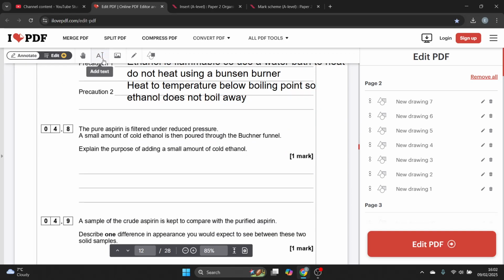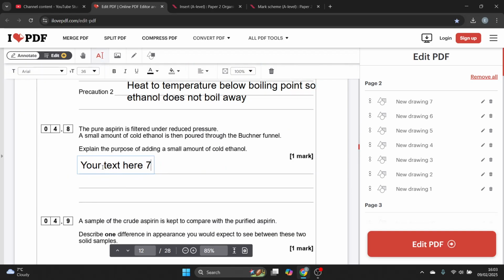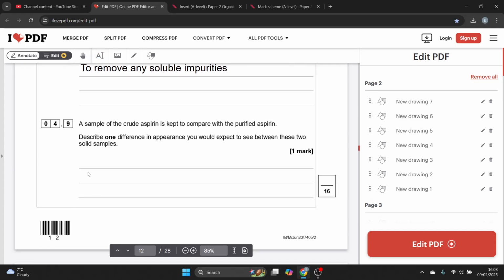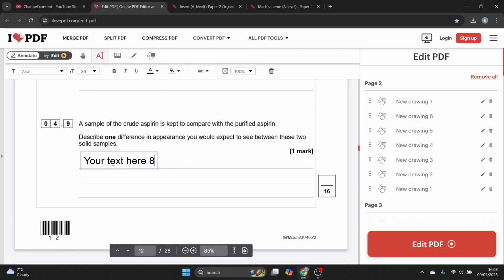Explain the purpose of adding a small amount of cold ethanol: to remove any soluble impurities. Describe one difference in appearance you would expect to see between these two solid samples, crude and purified. Pure product will have larger crystals. That's it.